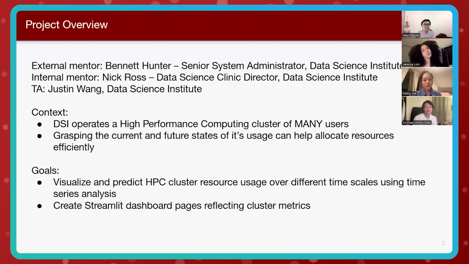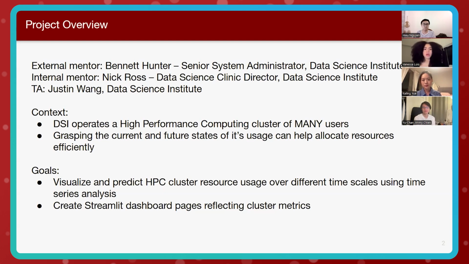As some overview to our project, we had the pleasure of working with Bennett Hunter and Nick Ross as our external and internal mentors, and our TA was Justin Wang. As some context, the DSI operates a high-performance computing cluster that caters to many users, and grasping the current and future states of its usage can help allocate resources of the cluster more efficiently.